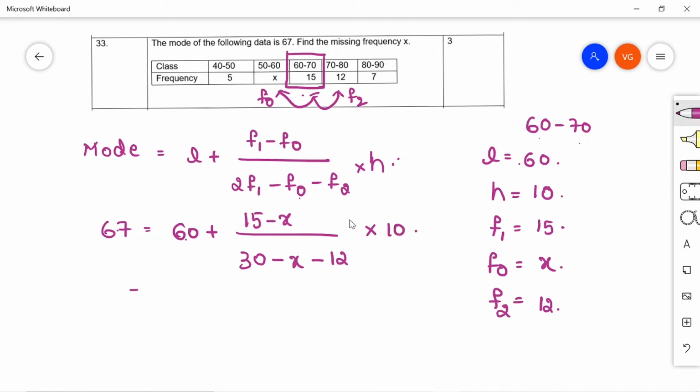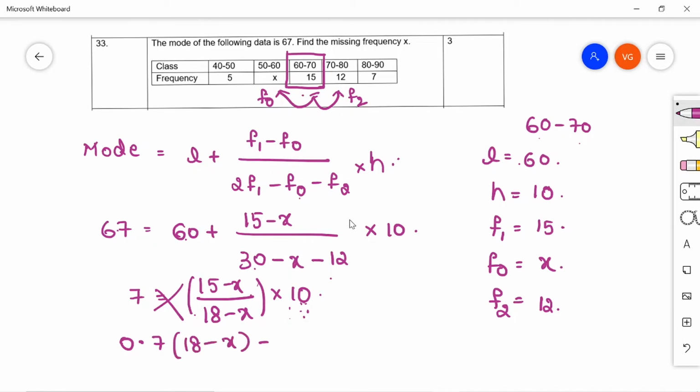So this I will bring to the other side, so that will be 7. 15 minus X divided by 30 minus 12 is 18 minus X, into 10. So better you take the cross multiplication. So this is anyhow 7. So this 10 you bring to the other side. So that will be 0.7 into 18 minus X is equal to 15 minus X. So if you calculate this, you will get 3x is equal to 24. Then x is equal to 24 by 3, that is equal to 8.